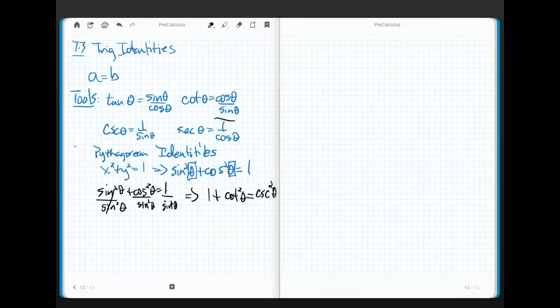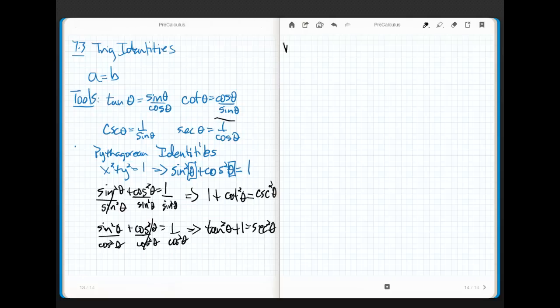If I go through exactly the same process, only I divide through by cos squared. So I go sine squared theta plus cos squared theta equals 1, and I divide everything by cos squared theta. Well, you can see what happens. Those cancel and become 1. I end up with tan squared theta plus 1 equals secant squared theta. Those are my Pythagorean identities.